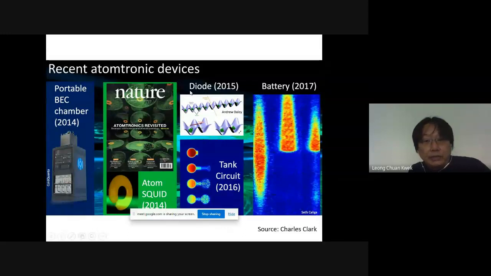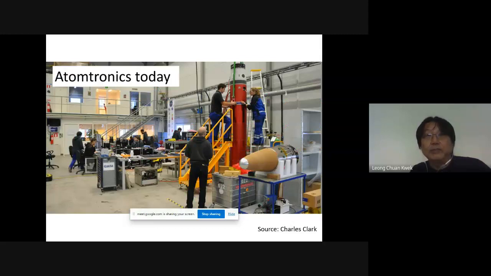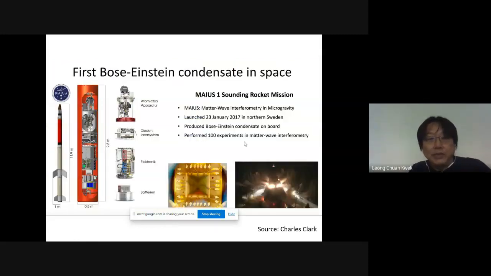More recent Atomtronics devices, well, aside from those that we have looked at, people are now interested in how to put some of these devices into outer space. In particular, the group by Gallagher has been looking at how to launch these tiny atom circuits and measure rotations. So they are quite serious about that, and they would like to see bosons and condensates in space.